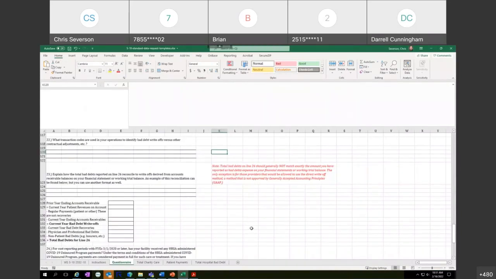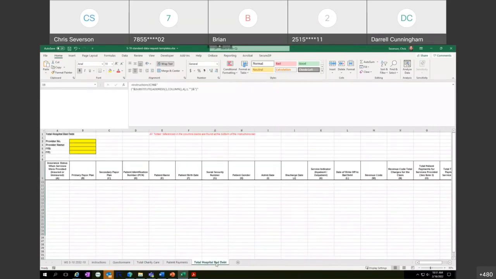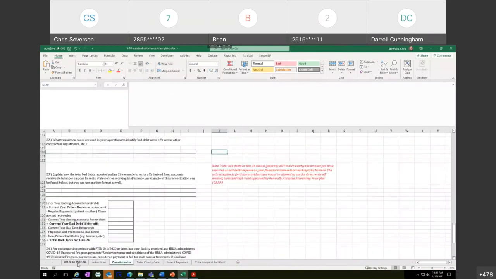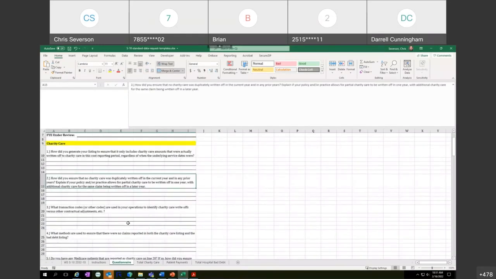Okay, well, so we have this template that I had included in the email that went out, and it's also on the website. We have all the templates we just looked at, the charity care, payments, bad debt, and there are some instructions, but we also have a questionnaire. Now, most of this has been around for a couple of years now. We broke it into sections, charity care. It's basically going step by step, talking about a lot of the things that I've already mentioned throughout this training.